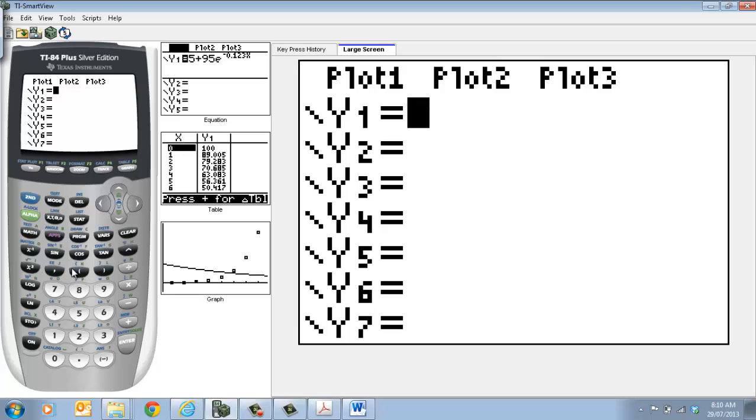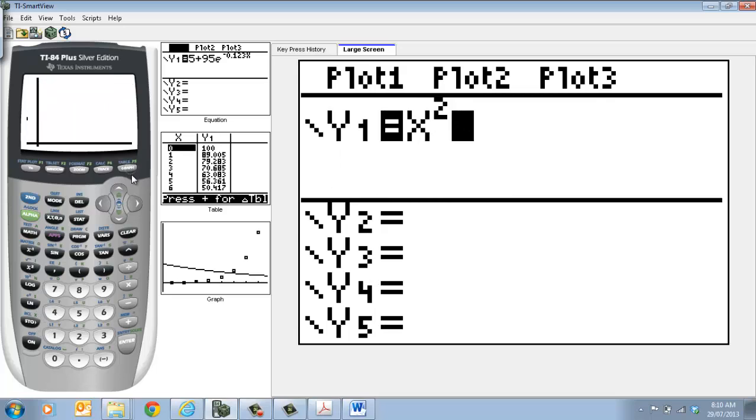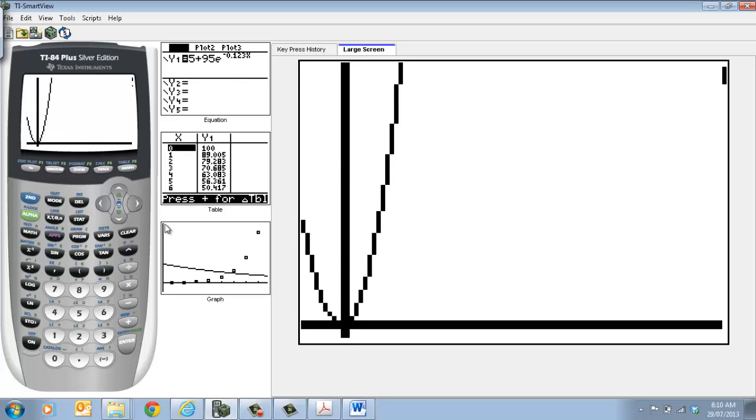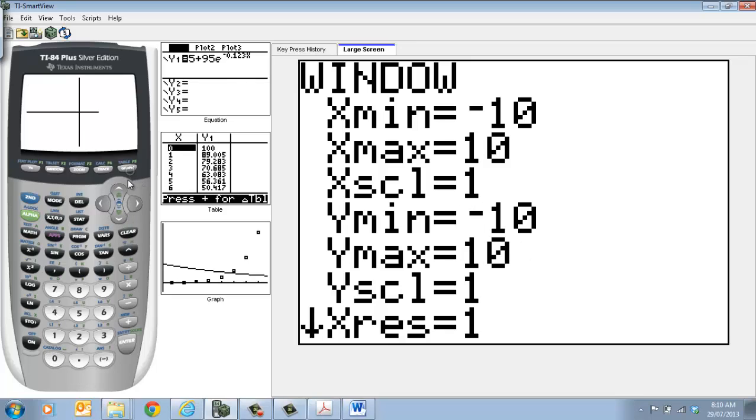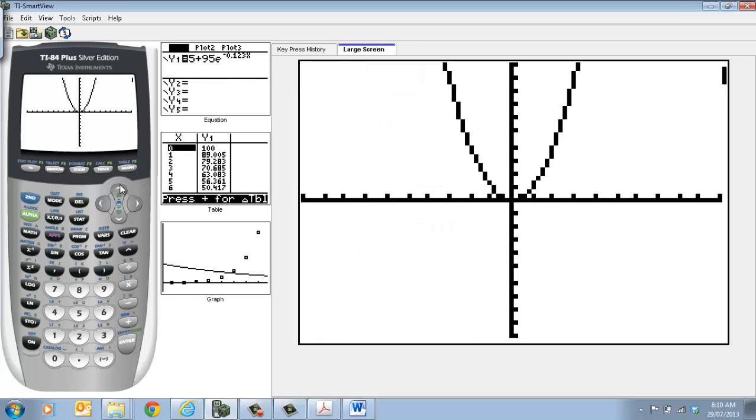Now I can put that value into my calculator. I did have x squared, so let's put that in there, x squared, and I'm going to graph that. You can see my function there. I might need to change my window very quickly. Let's go to 10 and make that go to 10 as well. If we graph that, you can see that's my x squared.